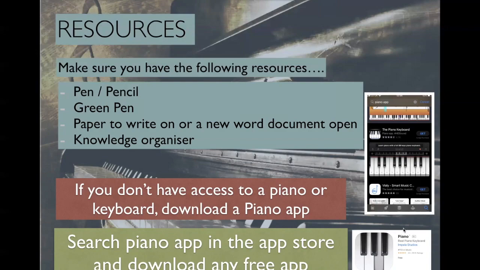If you look in the bottom right-hand side, this is the one that I downloaded essentially. I've searched piano app just here, and you can see that you've got a variety of different ones that come up. Make sure it's free. Don't get one that you have to pay for. You don't need to pay for these. It's completely free. Pause the video, guys, and we'll continue.